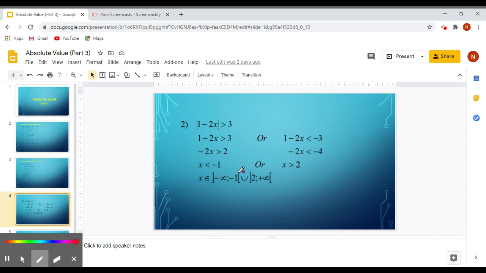Here we have absolute value of 1 minus 2x is bigger than 3, so it's bigger than 3, or less than minus 3. We solve it for each. Then we have x less than minus 1, or x bigger than 2. So x belongs to the open interval minus infinity, minus 1, union open interval 2, plus infinity.